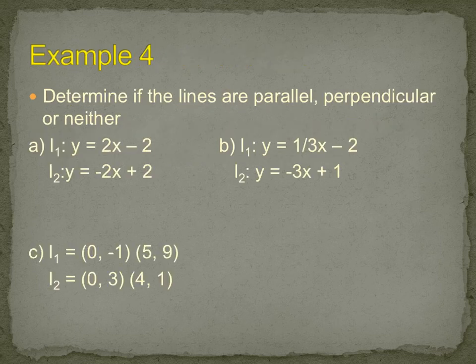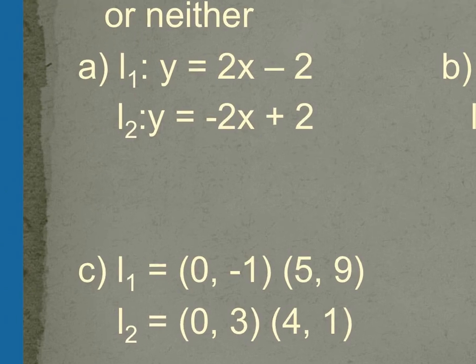Okay, so the first thing we're doing is just looking at these two equations or two points and determining if they're parallel or perpendicular. So if I look at A, they're both in slope-intercept form. All I got to do is look at the m. One is 2 and one is negative 2. Are they the same? No. Are they opposite reciprocals? No, they're opposites but not reciprocals, which means this is a neither scenario. They are neither perpendicular nor parallel.